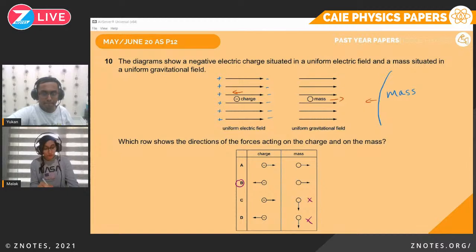Now for the charge, as we know that this here is positive and this here is negative, a negative charge is attracted to the positive side. So it would go to the opposite direction of the field, which would mean B. Is that clear? Yep.